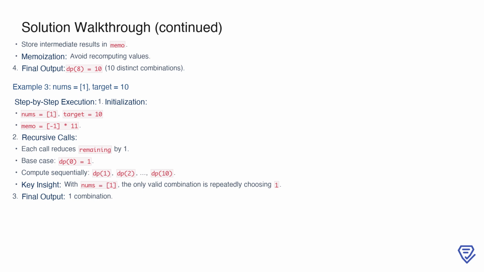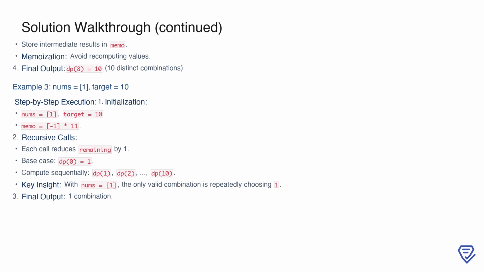For the final example, nums is [1], and the target is 10. Here, the memo array is initialized with a size of 11, and each recursive call reduces the remaining target by 1. With nums containing only the number 1, the solution is straightforward. The only way to form any target is by repeatedly adding 1.